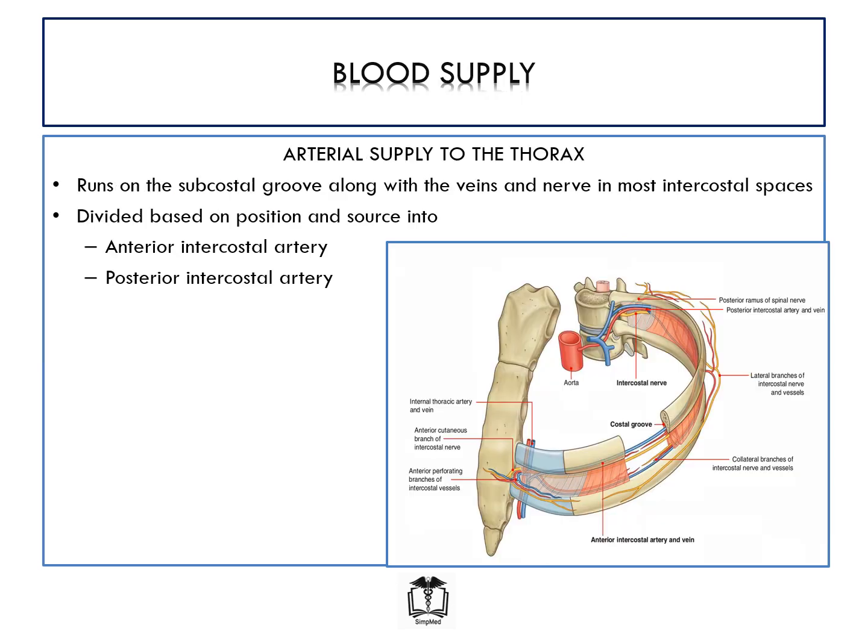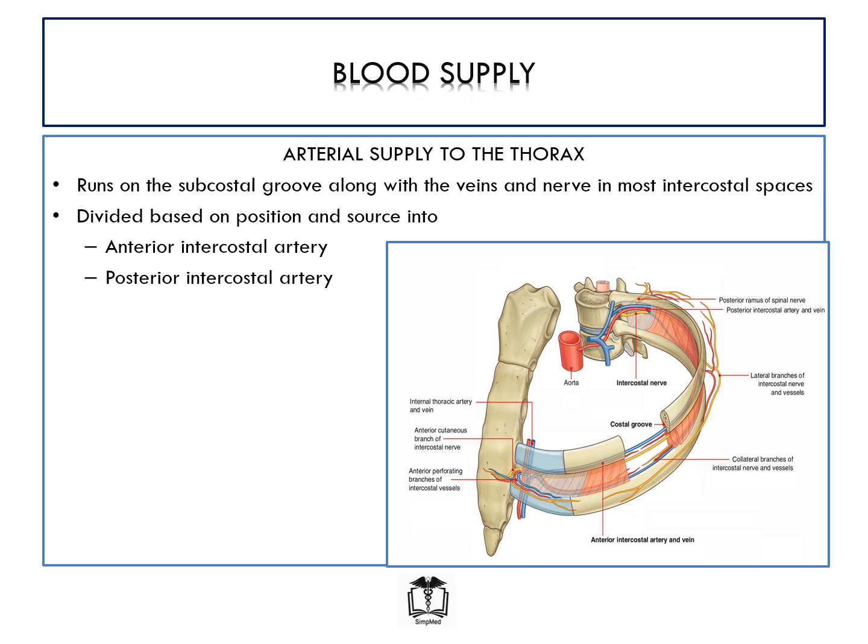The blood supply to the intercostal spaces and the entire thorax at large, starting with the arterial supply. In terms of the arterial supply to the thorax, most of the arteries and veins that tend to supply or drain the thorax would be found at the subcostal groove that we described in the previous model under the bones of the thoracic cage.